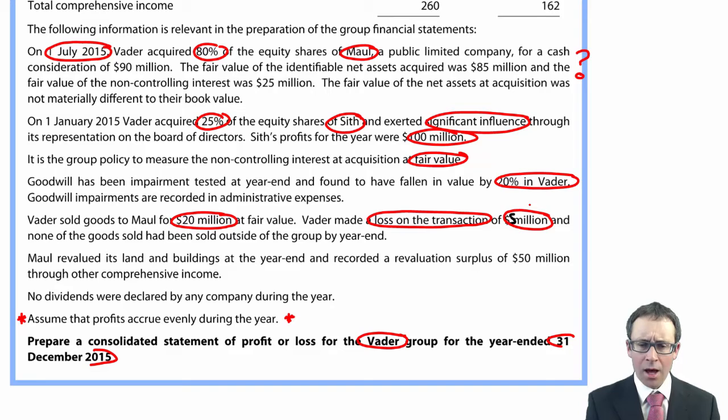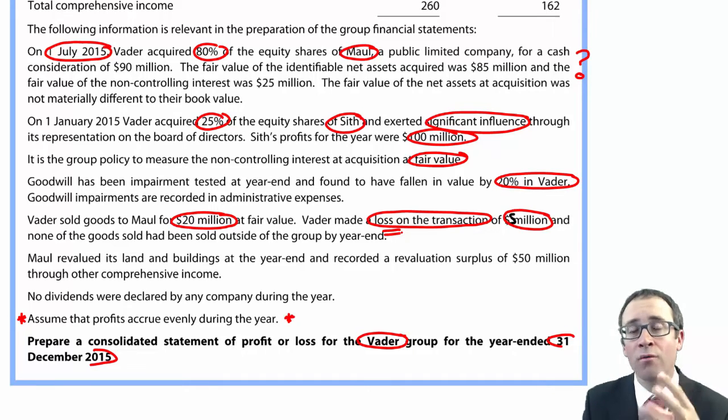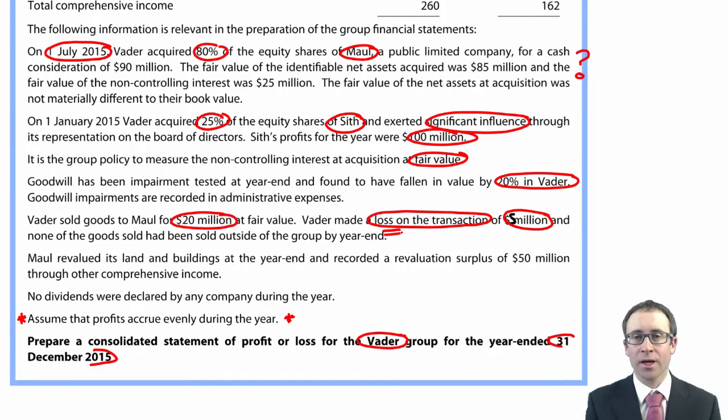Mall revalued its land and buildings at the year end. So Mall is the sub, and there's a revaluation surplus of 50 through OCI. No dividends were declared by any company during the year, so we don't need to adjust the investment income. Okay, so there's a lot going on, and particularly this new bit in terms of the loss on the transactions. We've only ever dealt with provisions for unrealized profits and eliminated the profit on the transaction. What do we do with the loss? We'll come back and look at that a little bit later.